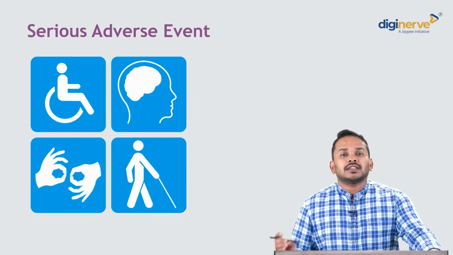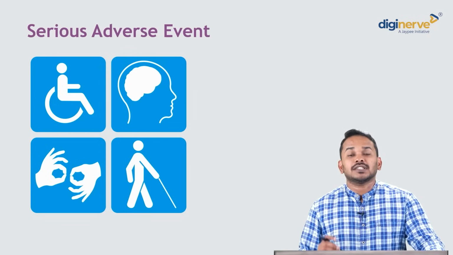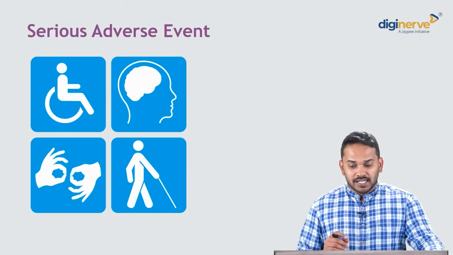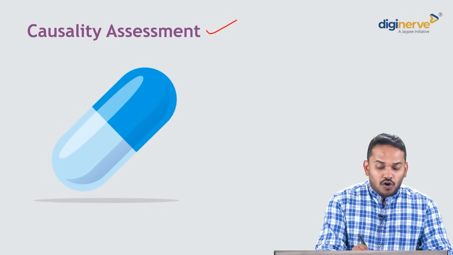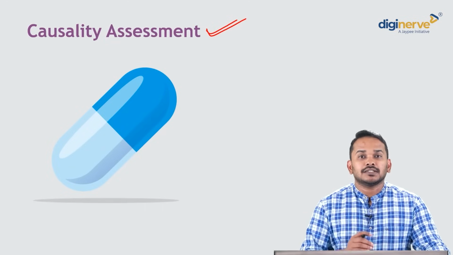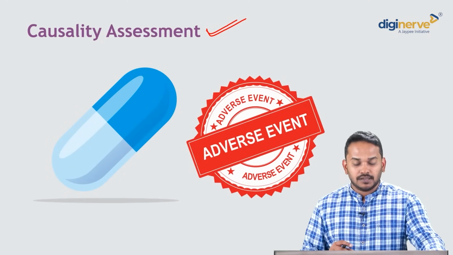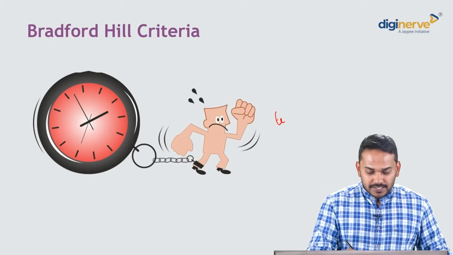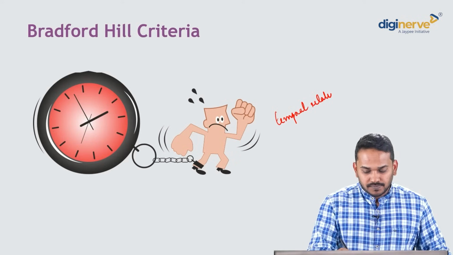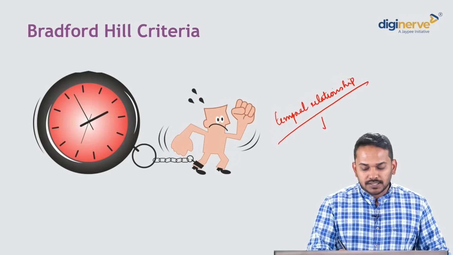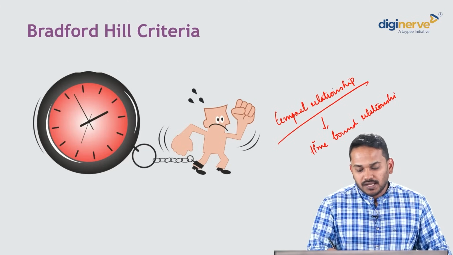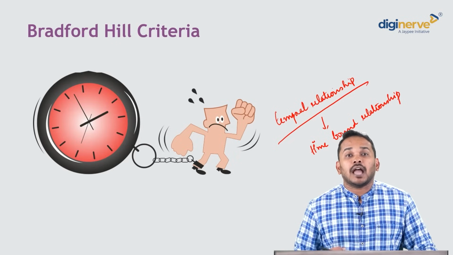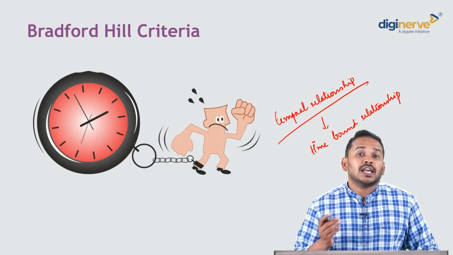To find out whether the drug is the causative agent for an adverse drug reaction, we have got scales to measure whether this drug is the one that is producing the adverse drug reaction. Such an assessment is called a causality assessment, which means we are assessing whether the drug is producing the adverse drug reaction. So, we have a criteria called Bradford Hill criteria for assessing this causality. In Bradford Hill criteria, we look for temporal relationship, which means there is a time bound relationship. Basically, what we are looking at is whether the adverse drug reaction happened after consuming the drug or the adverse drug reaction was there even before consuming the drug.